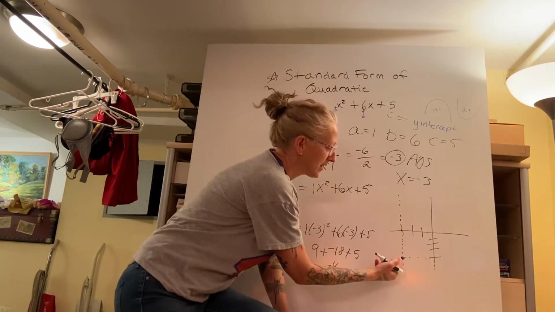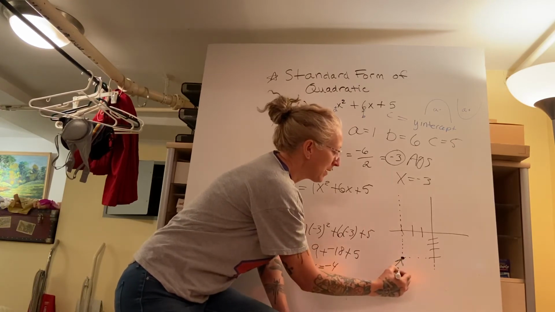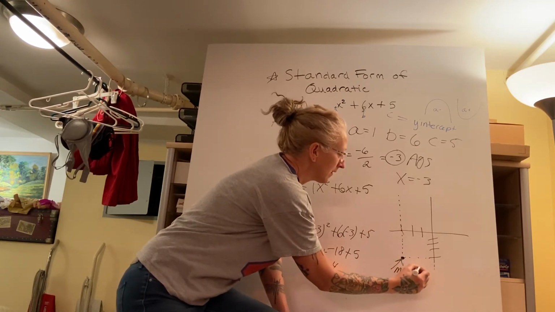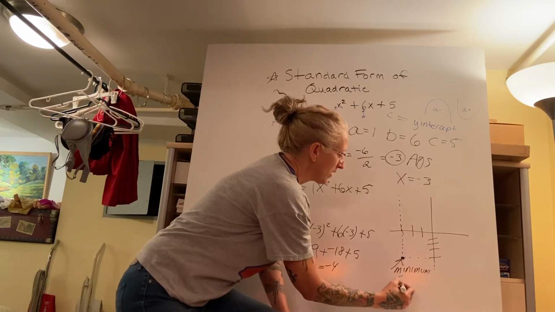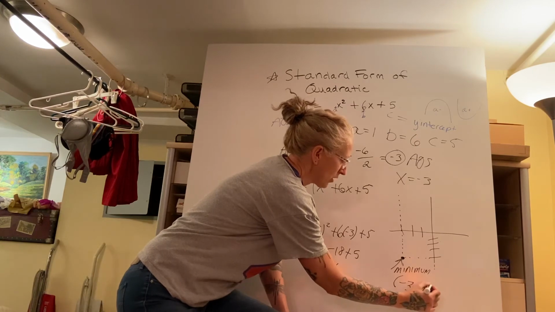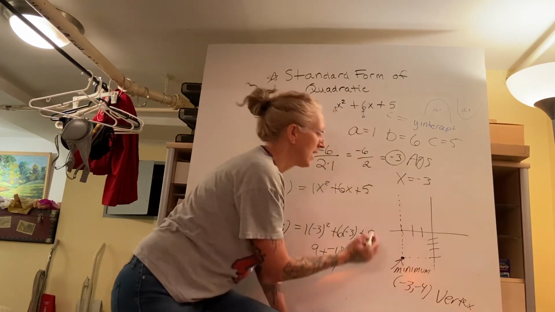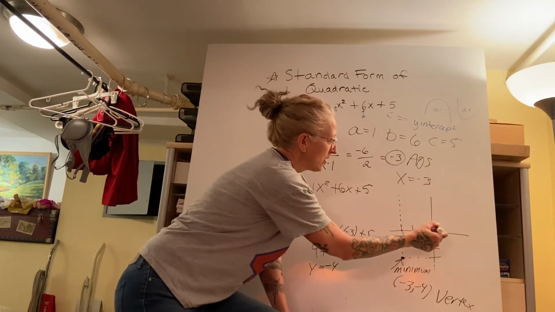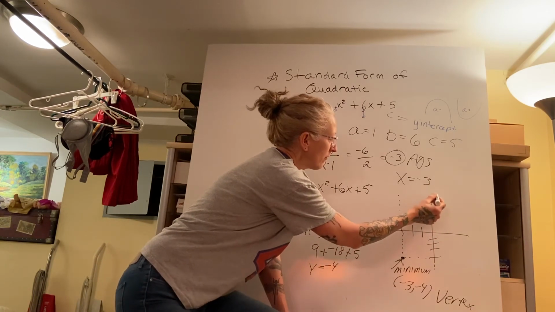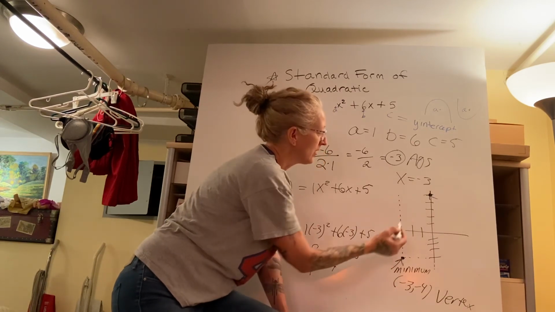So we know that this is the lowest point. It opens up, so this is going to be a minimum. The coordinate is negative 3, negative 4. That's our vertex. It's getting sloppy. And now we can sketch our parabola. I know that 1, 2, 3, 4, 5. I know it crosses my y-axis here.